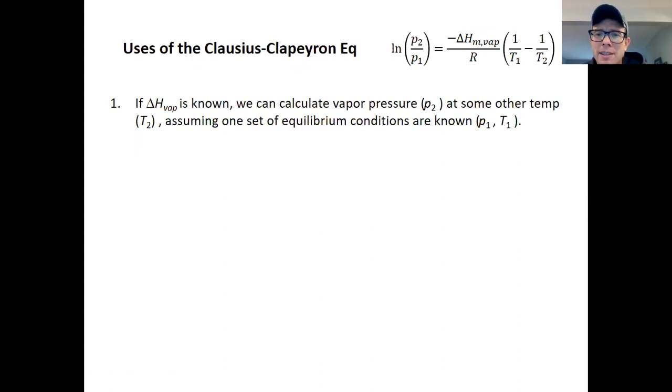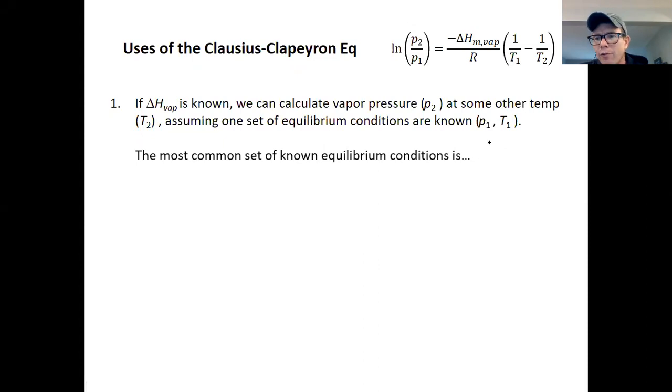Delta H vap is known, and I know P1 and T1, sorry. If delta H vap is known, and I know P1 and T1, I can calculate P2 at some temperature. In order for this to work, you have to know one set of data points, P1 and T1.